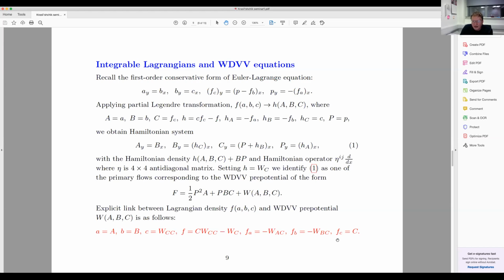So this is the link. I will later use these red formulas to do some computations, but you just believe me that there is this formula. It establishes a one-to-one correspondence, more or less, between integrable Lagrangian densities and WDVV prepotentials. But my goal is to say something about Lagrangian densities, to show you some examples.